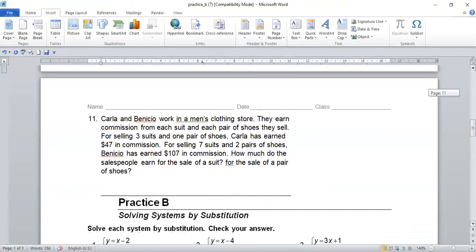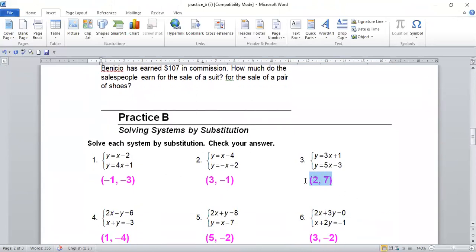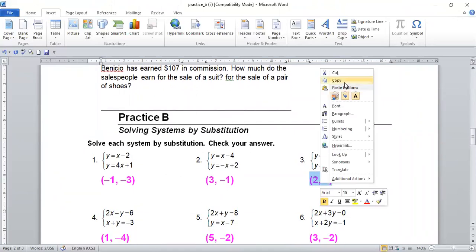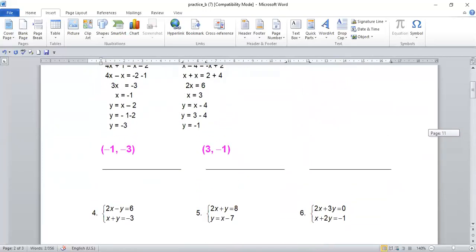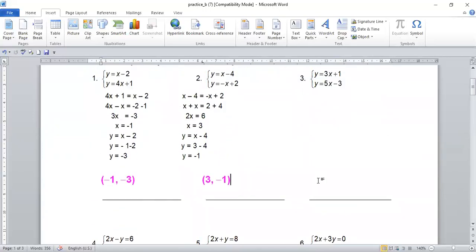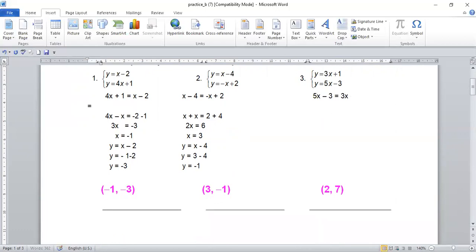Okay, for number 3, let me copy the answer and then let's check whether the answer we are getting is correct or not. You also know how to check answers. You can take any one equation and then you can substitute and check that also. Okay, now I'm going to do question number 3. First, always make sure if any one of the equations are y is equal to. Now here, as you can see, both of them are y is equal to, so you can do any one way. I will write 5x minus 3 equals 3x plus 1.